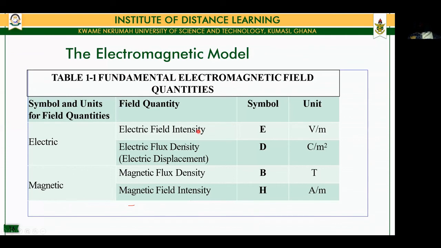So in summary, the fundamental electromagnetic field quantities are, for the electric field, the electric field intensity E, measured in volts per meter, and electric flux density D, measured in coulombs per meter square. Then for the magnetic field, we have the magnetic flux density B, measured in Tesla, and the magnetic field intensity H, measured in amperes per meter.